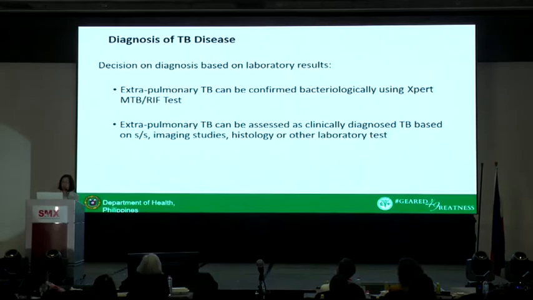So the diagnosis of TB: if it is extrapulmonary TB, it can be confirmed bacteriologically using expert testing. Extrapulmonary TB can also be assessed as clinically diagnosed TB based on the signs and symptoms and other examinations. Okay. So if the expert result is MTB only, that is without rifampicin resistance, then we will consider them as drug-susceptible TB and we will start first-line anti-TB drugs.